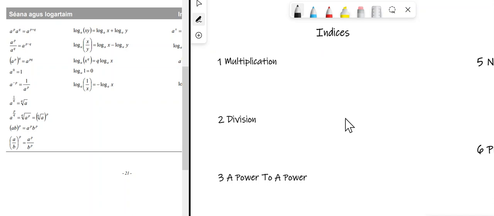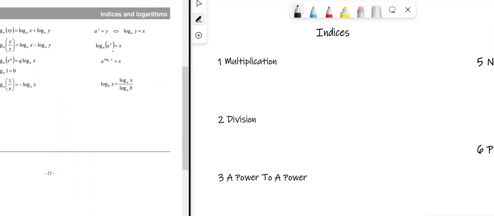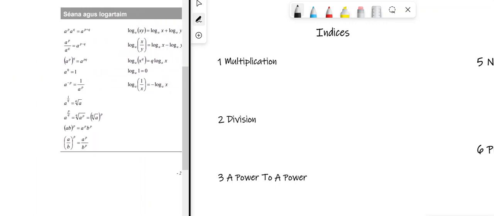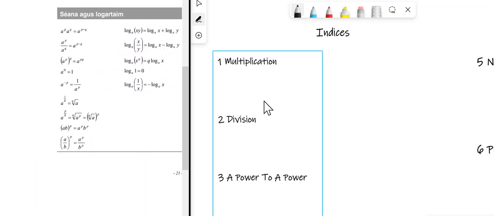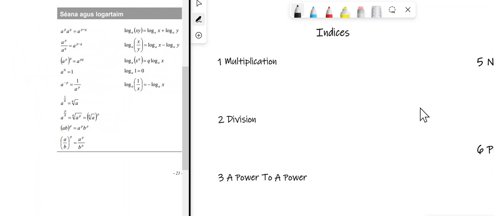So in this lesson, we are going to look at indices and the rules of indices. If you have a look on your log tables, on page 21, it'll be marked as indices. This is what you'll come across. You don't need to memorize the rules, but you do need to understand how they work. That's what we're going to talk about now, and we're going to work through each of these rules and work through some examples.